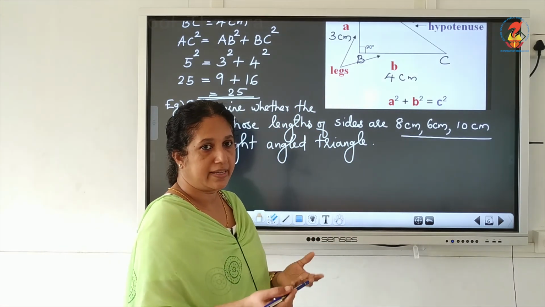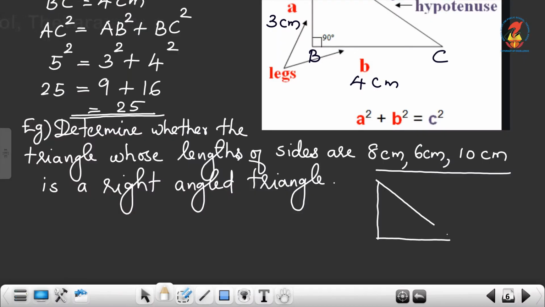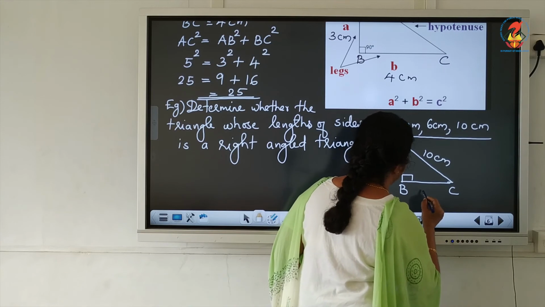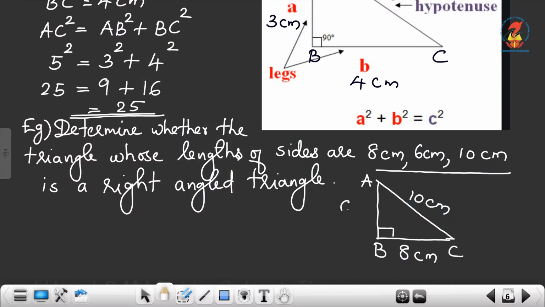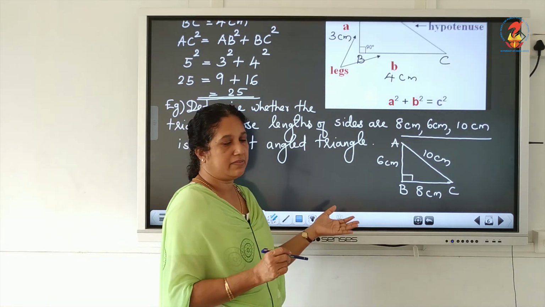If you want, you can draw a right angled triangle also. Suppose we have a right angled triangle and you can name it ABC. Angle B is 90 degree. Therefore, the side opposite to 90 degree we can take as the hypotenuse, with length 10 centimeter. The other two sides are known as legs, and we can take one of them as 8 centimeter and the other as 6 centimeter.